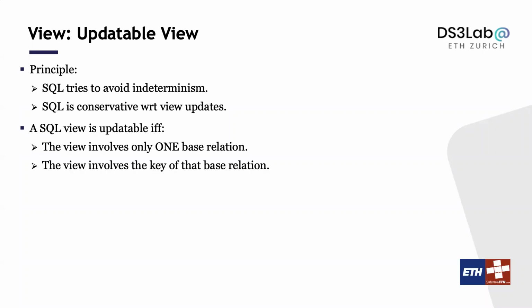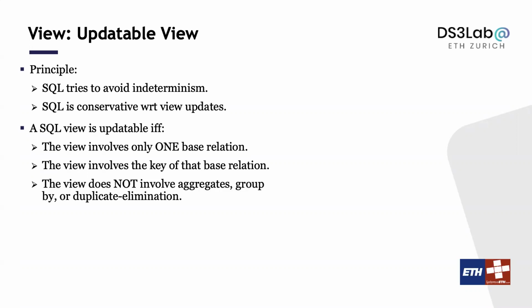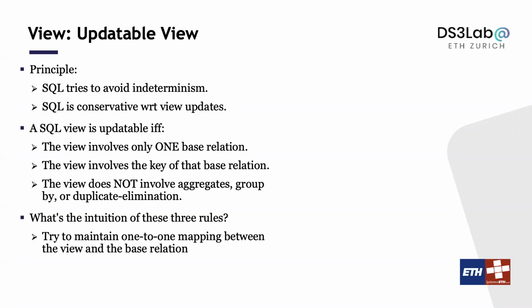Second, the view needs to involve the key of that base relation. And the view does not involve aggregates, group by, duplicate elimination, and so on and so forth. Whenever a view satisfies this condition, it's updatable. You can update it. The intuition behind this rule is to try to maintain a one-to-one mapping between the view and the base relation.